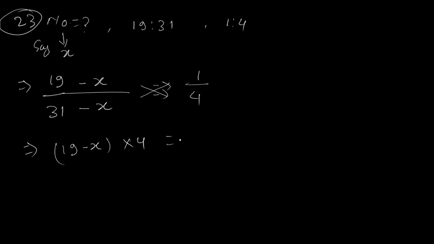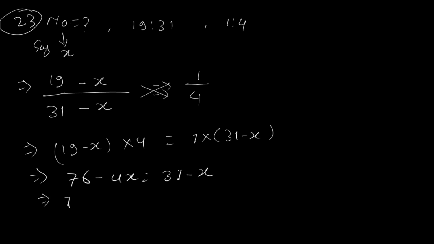Multiplied by 4 equal to 1 multiplied by 31 minus x. So 76 minus 4x equal to 31 minus कितना बेटा? x. Am I right? Right sir. So 76 minus 31. How? This 31 I have brought this side, minus x, plus this minus 4x. If I bring this side, it will become what? Plus 4x.